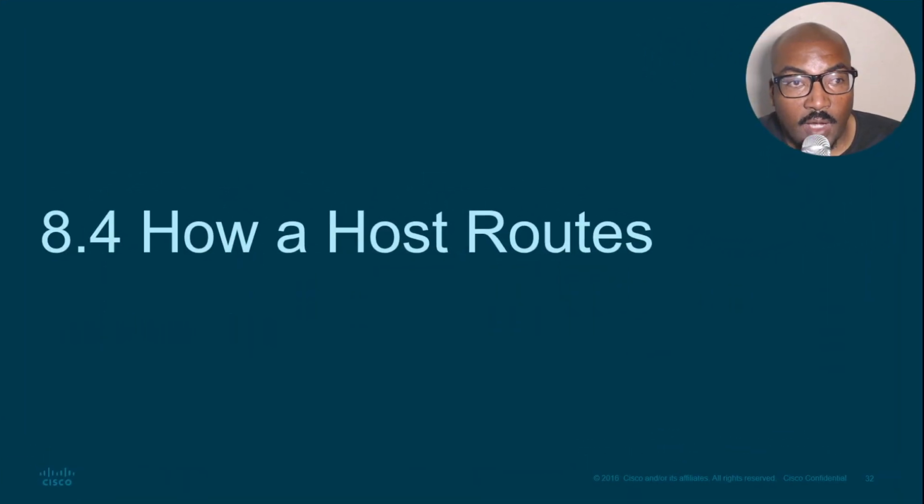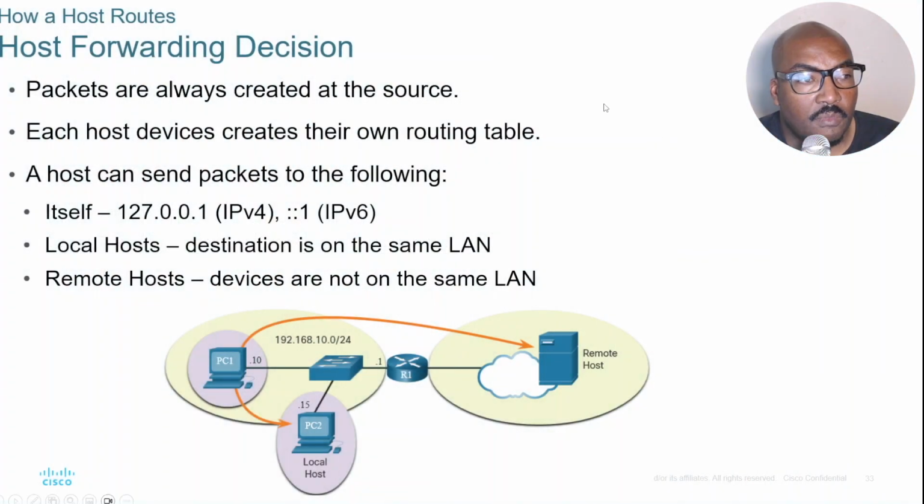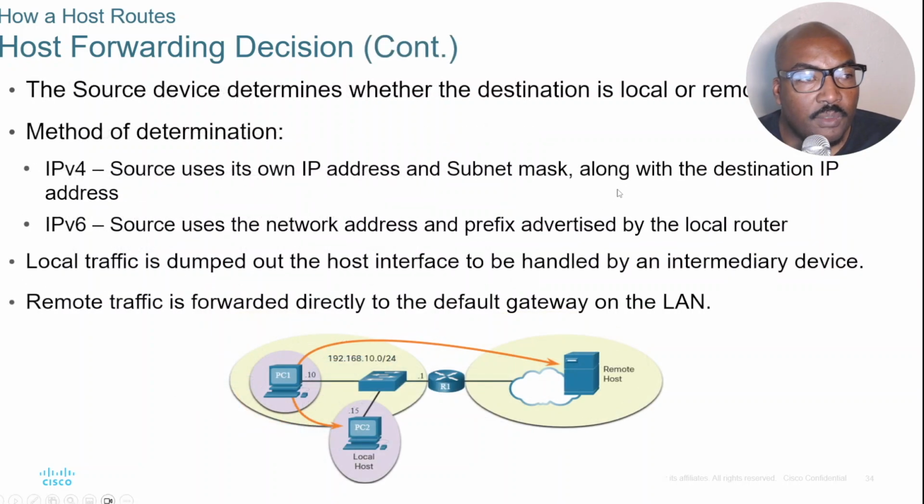How a host routes. Host forwarding decisions. Packets are always created at the source. Each host device creates its own routing table. A host can send packets to itself, which is that loopback, 127.0.0.1 in IP version 4, and then the IP version 6 equivalent. Local host destinations are on the same local area network. Remote host devices are not on the same local area network, right? Because they're in a different location.